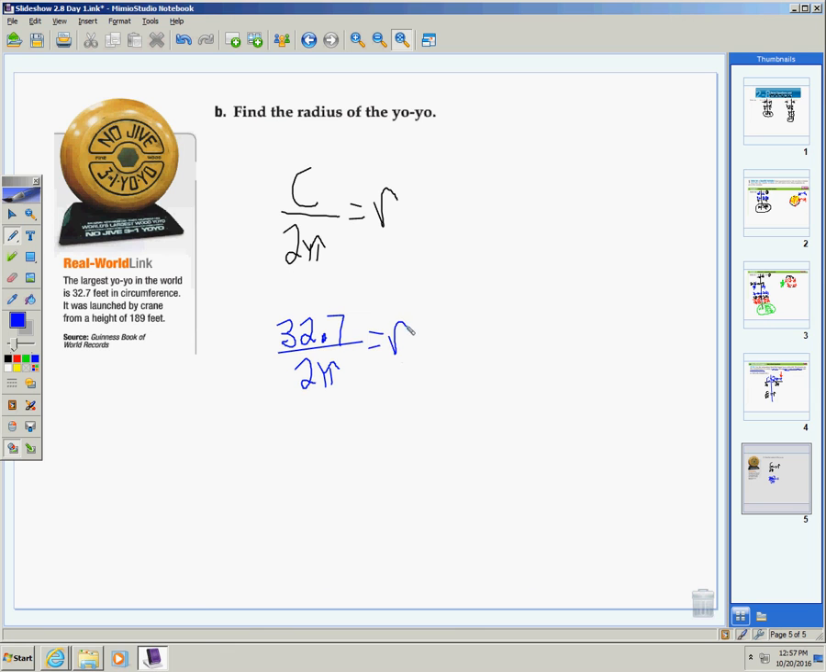And when I just type this into my calculator, it's that easy, 32.7 divided by 2 times pi. Just make sure to put 2 times pi in parentheses so you don't do it wrong in your calculator. And when you do that, you get about 5.2 equals r. So the radius was about 5.2 feet.